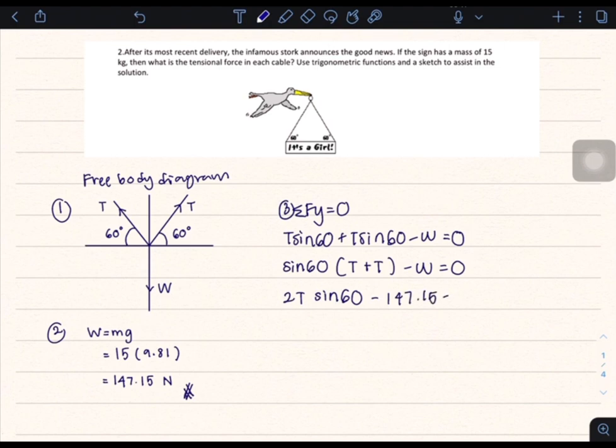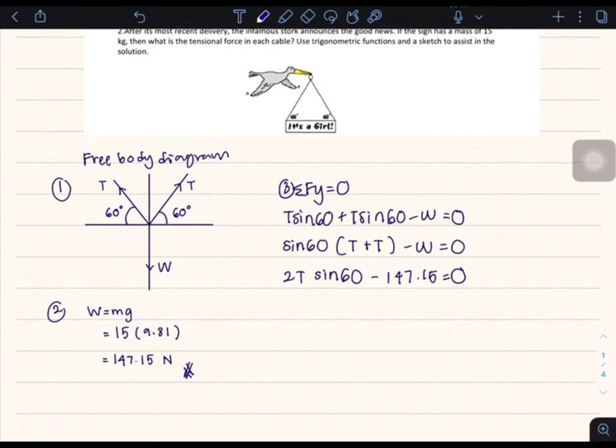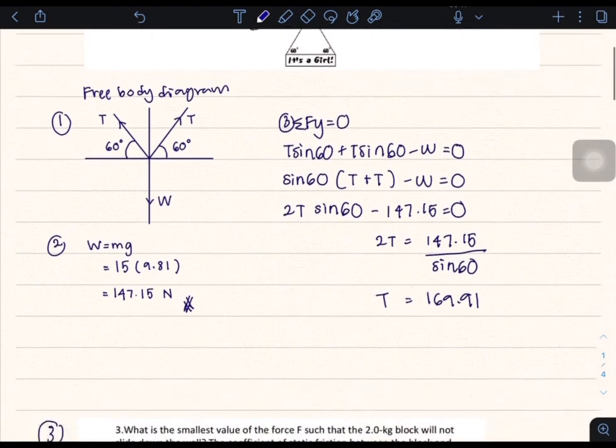147.15 equals to 0. Then solve the equation as usual, and we will get 2T equals to 147.15 divided by sine 60, and we will get the value of 2 tension is 169.91. We want to know the value of 1 tension, so we divide it by 2 and we will get the value is 84.96 Newton. So that's all.